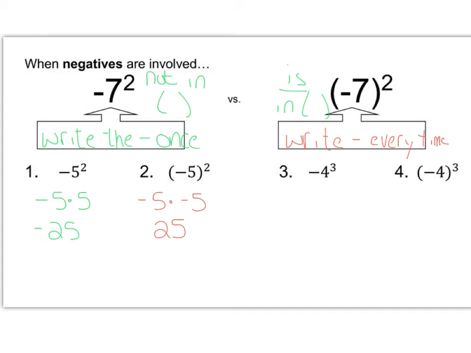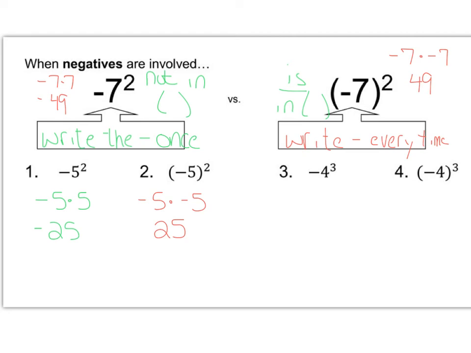So up here, we didn't work this out, but the negative 7 squared and the negative is not in parentheses, you write it one time. So negative 7 times 7, and we get negative 49. Over here, the negative is in parentheses, so I write it every time. Negative 7 times negative 7, and I get positive 49. Notice it made a difference in the sign of my answer.